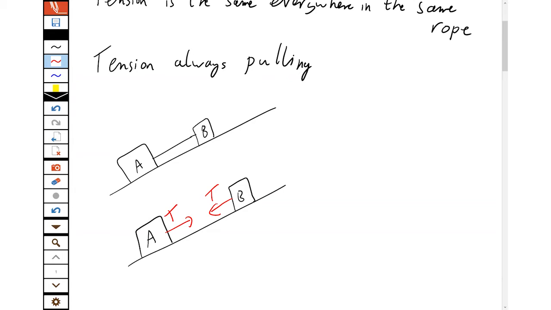And it'll always be like this. And it doesn't matter what blocks A and B are doing. If they're just sitting there, if they were being pulled up the slope, if they were sliding down the slope, it doesn't matter what direction things are moving in. The tension is the same everywhere in the rope, and it's always pulling on the object. And that's very useful for solving problems with these. You just look at the simplest block first, find the tension, then you can plug it into all the others.